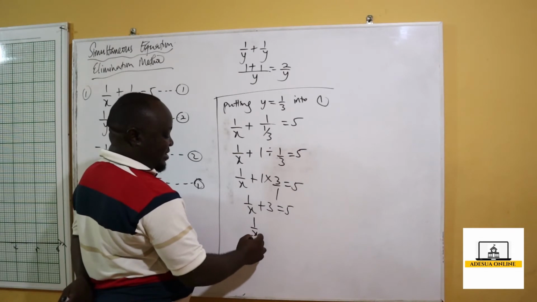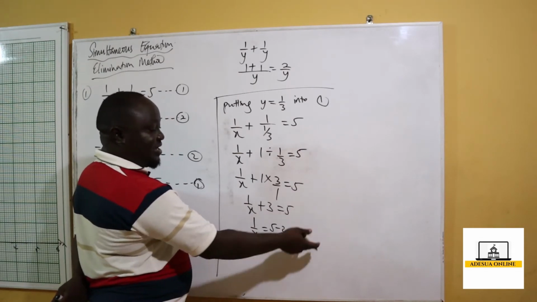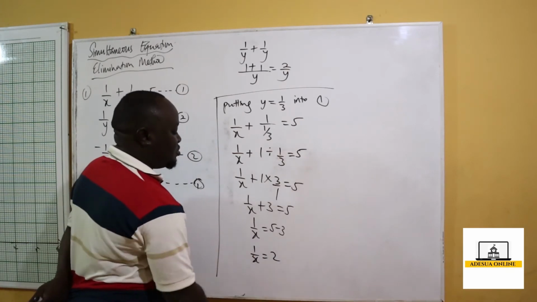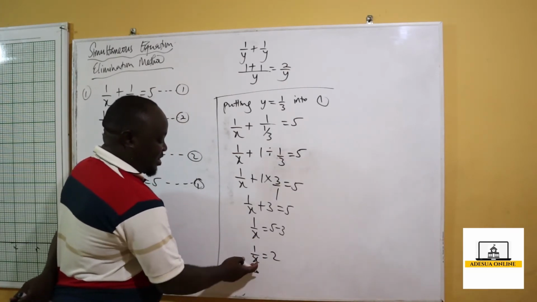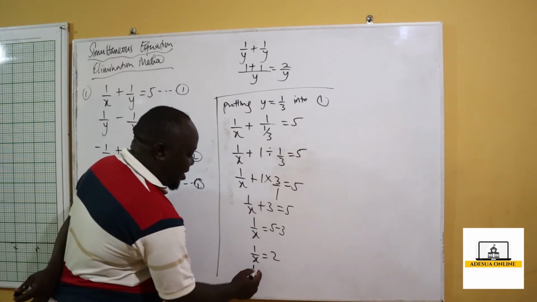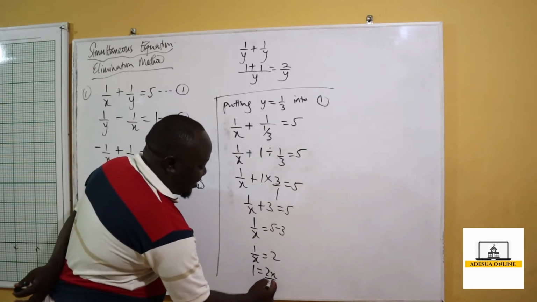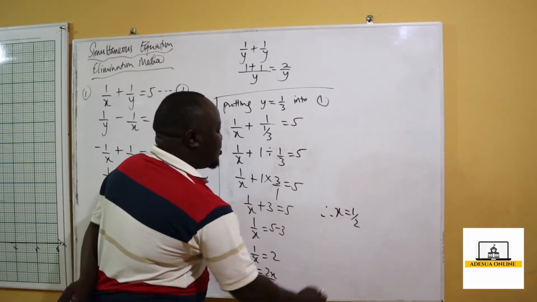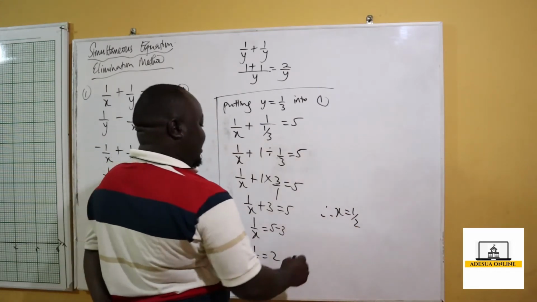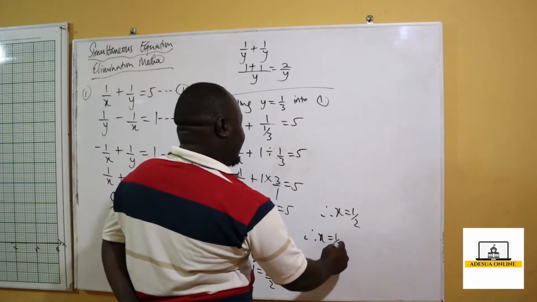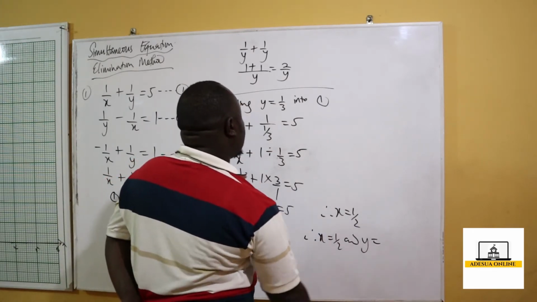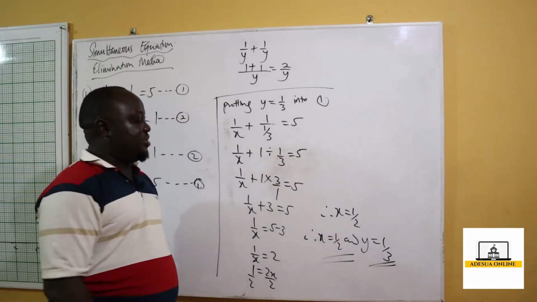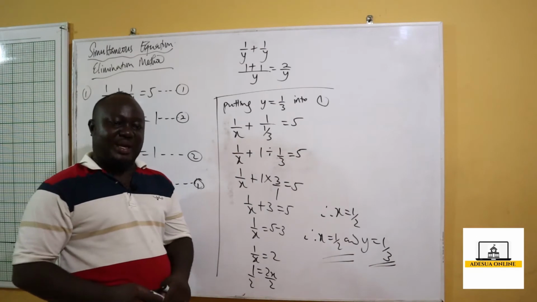So this becomes 1 over x plus 3 is equal to 5. So 1 over x is equal to 5 minus 3. We take the 3 to the right hand side. We have 1 over x is equal to 2. So we are solving for x. We multiply here by x and here by x. 1 is equal to 2x. We divide here by 2, here by 2. Therefore, x is equal to half. So our values of x and y are, therefore, x is equal to half and y is equal to 1 over 3. So this will give us our corresponding values of x and y.